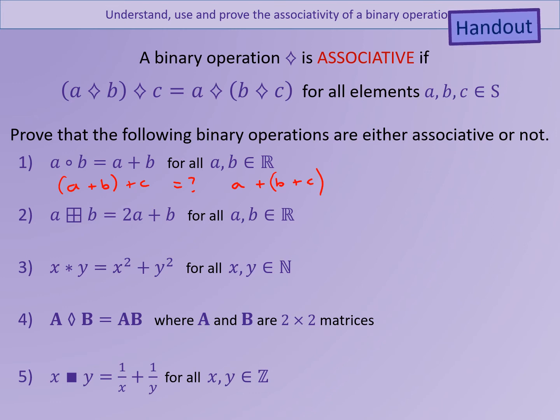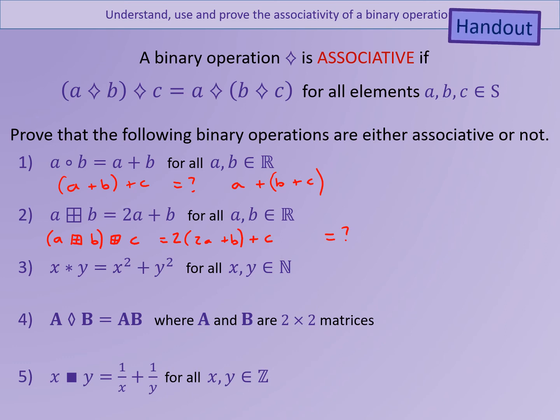For this one, because the operation is 2A plus B, we are trying to calculate A operation B operation C, which would be this. So A operation B in brackets will be 2A plus B. Then with this answer, we are performing the operation with C. So in other words, we are going to be multiplying this answer by 2 and then adding on C. So we're going to be finding 2 lots of that plus C.